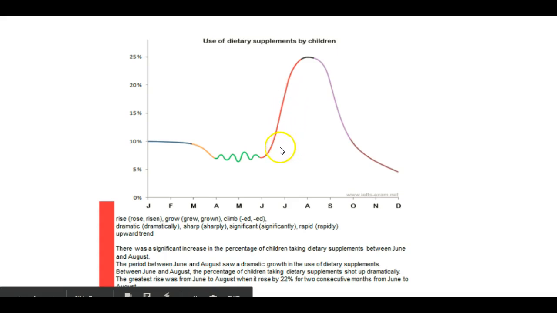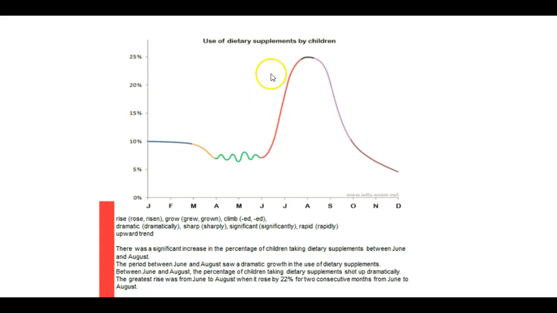Looking at the red here, what kind of change do you see? It's an increase. What kind of an increase? It's a significant increase. It's not a slight decrease, but it's a significant increase. If you want to use a noun, you can say rise, or increase, or grow, or climb, or you can use them as verbs: rose, risen, grow, grew, grown, and climbed. What type of increase we said? It's a dramatic, sharp, significant, or rapid increase.